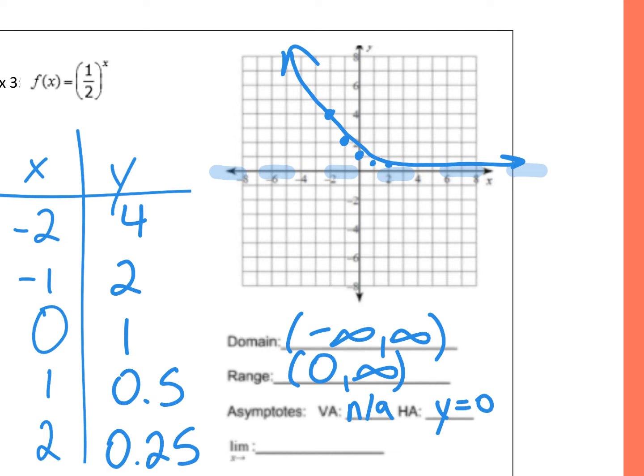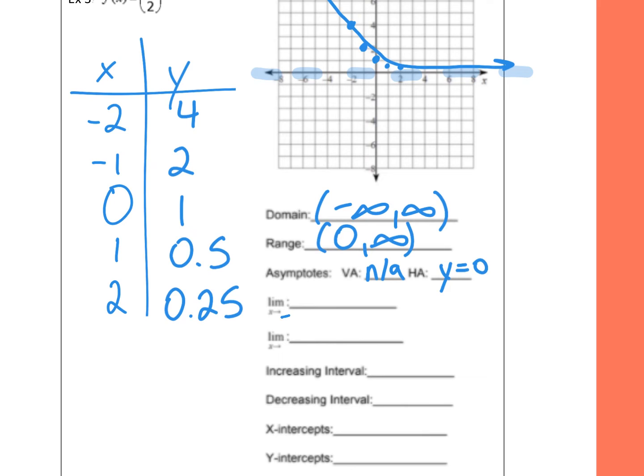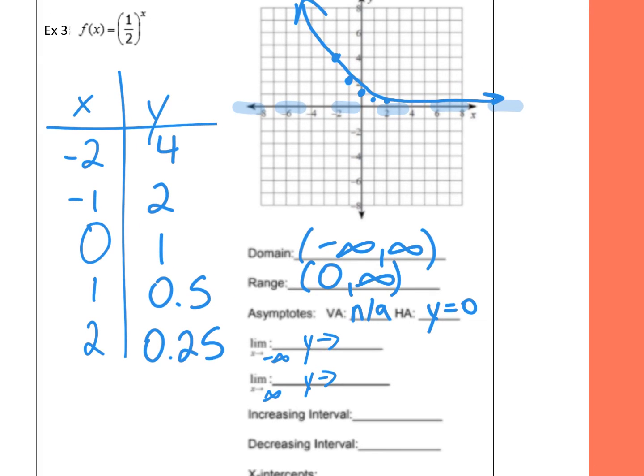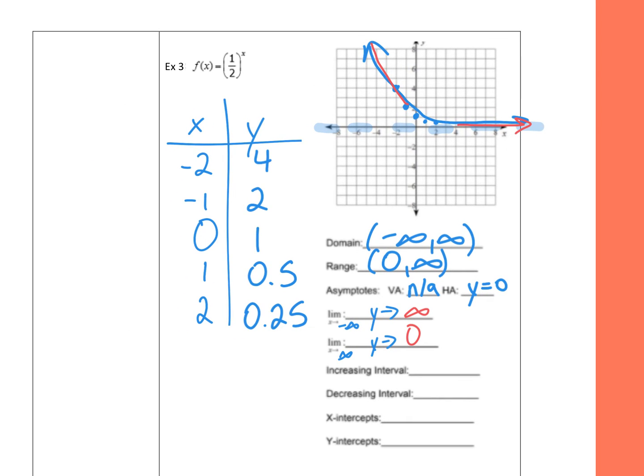So that one's not going to change. Don't change the range. Then we've got our limits, which these might change, okay? So if we look as x goes to the left, what is y doing? It's going up to infinity. And then as x goes to the right, now where's y going? To 0, to the asymptote. Okay, so those did flip. Is this increasing or decreasing? Decreasing.